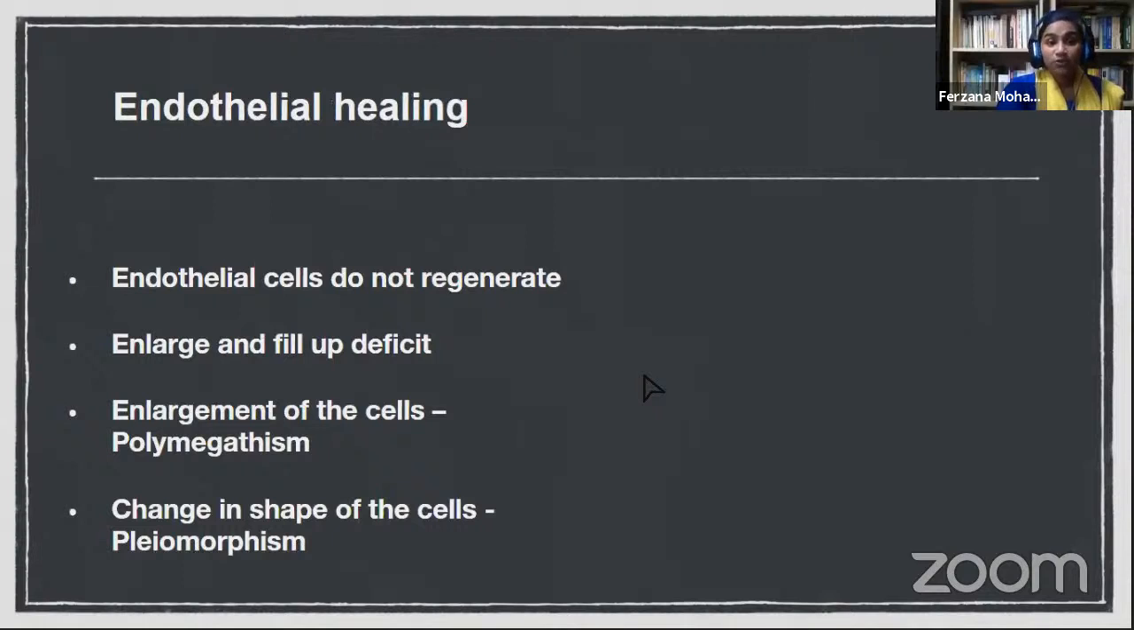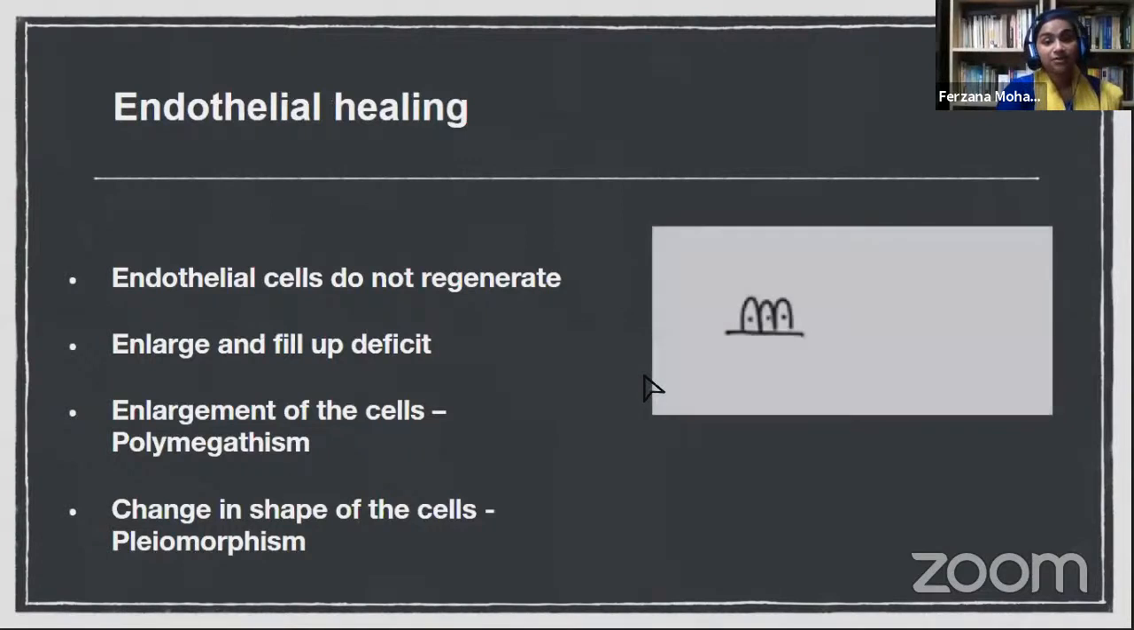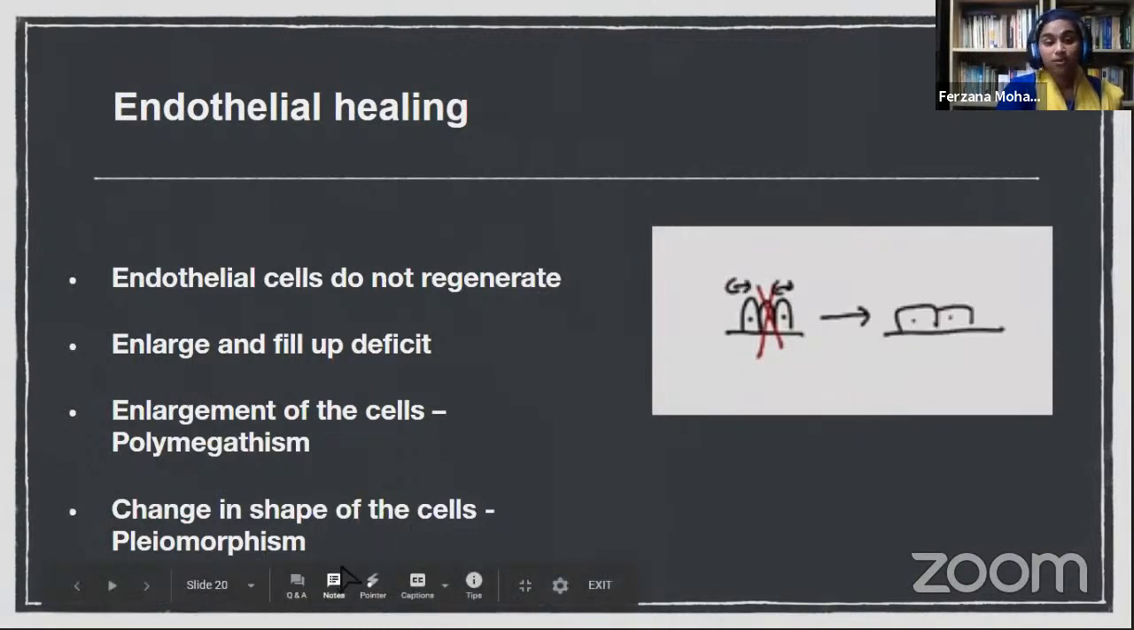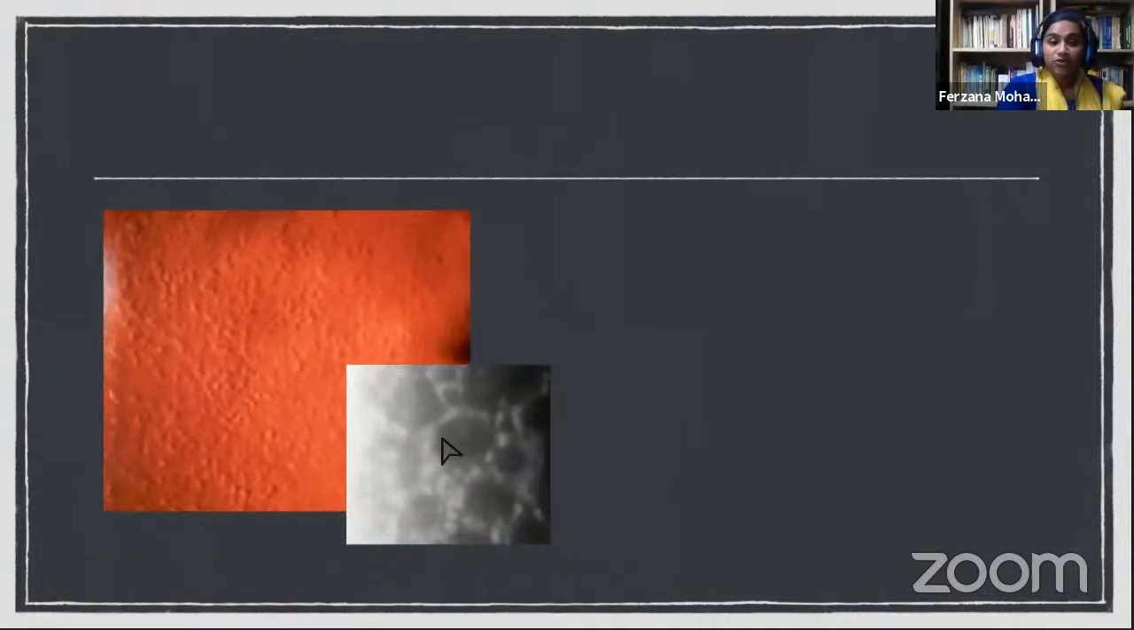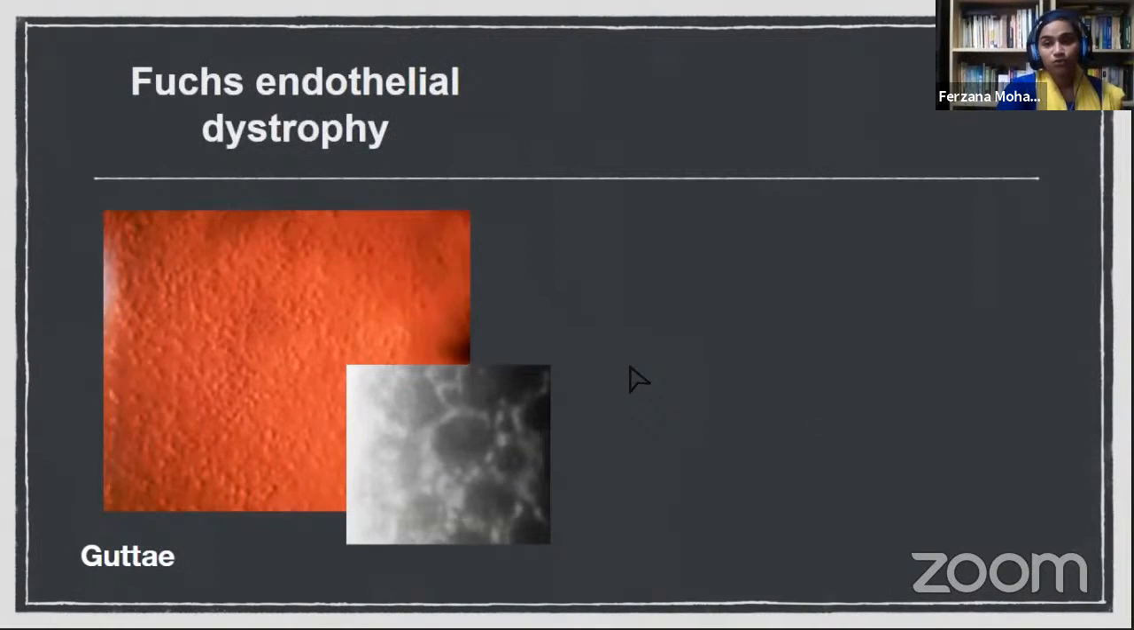So how do the endothelial cells heal? As I've told you, they cannot regenerate. So what happens is if there is an endothelial damage, the surrounding cells will enlarge and fill up the deficit. And this enlargement of the cells is called polymegathism, and the change in the shape as a result is called pleomorphism.